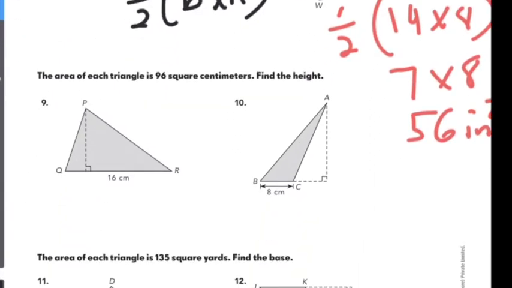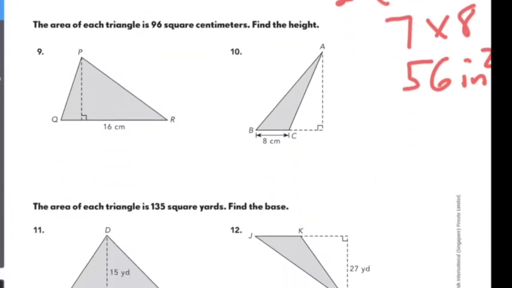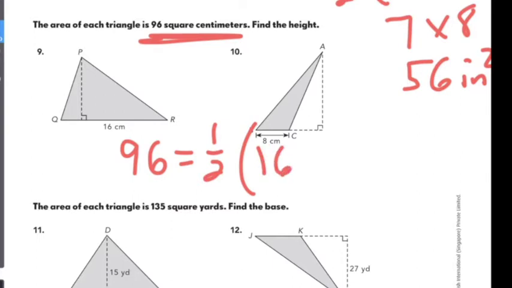Okay, down here, 9, 10, 11, 12 are very similar. One is to find the height, and the other is to find the base. So it's basically the same method. Let's do number 9 together. I see that the area is 96, equals 1/2. The base is 16, and the height is what I don't know. So that's going to be my algebraic equation.